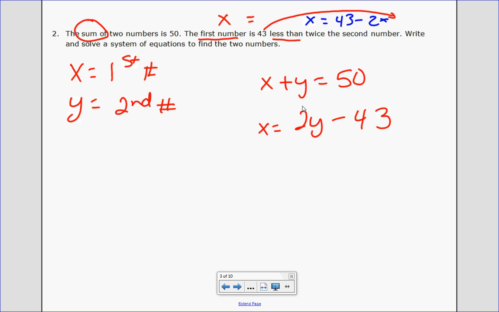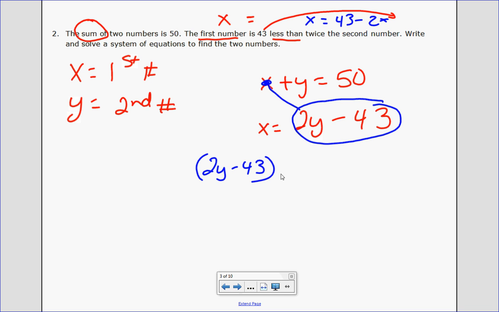Now I can use substitution. So let's go through and do that. Take what X equals. Let's draw a line and put it in here for X. So instead of X, I'm going to write 2Y minus 43. I should put it in parentheses. Plus Y equals 50. Is there a number in front of the parentheses? No, so I can drop the parentheses.